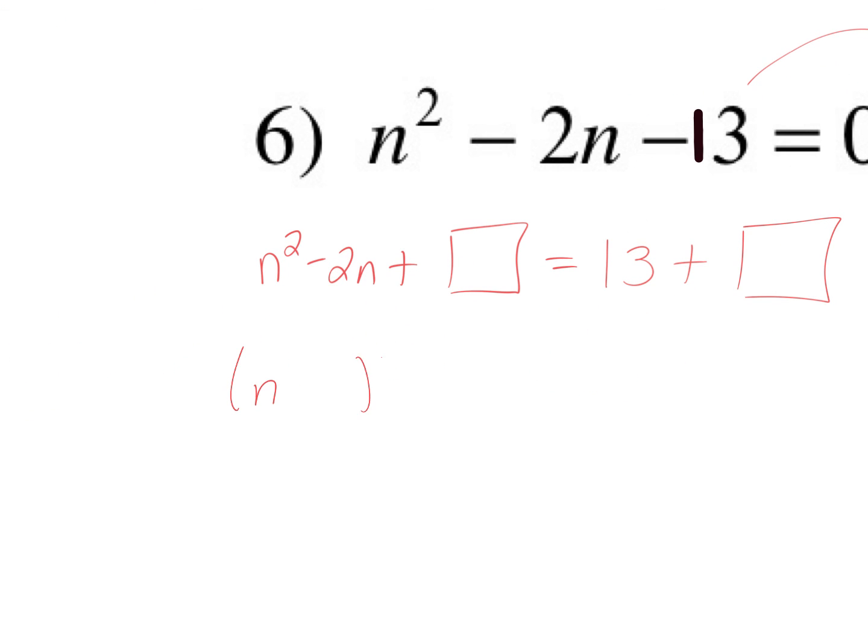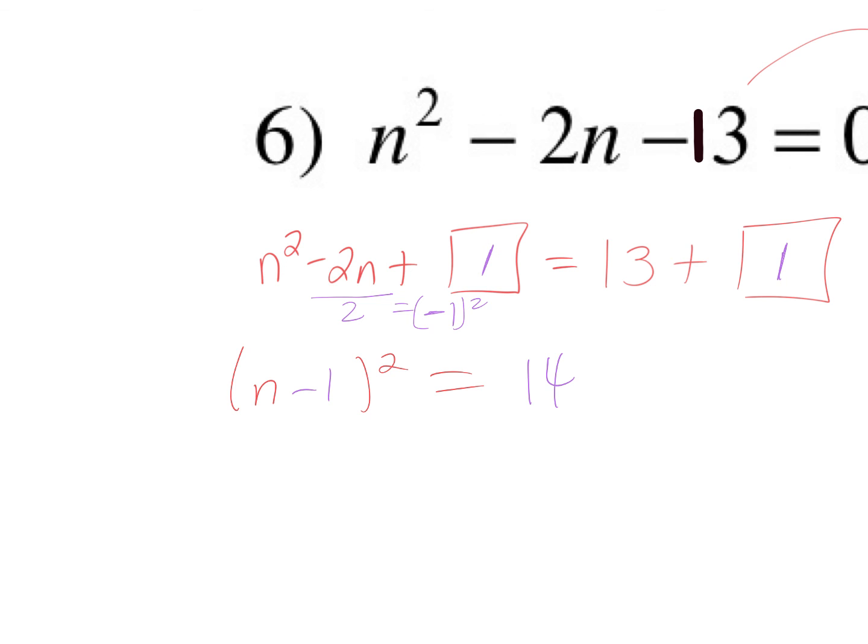So if we get our parentheses set up, I know it's going to have an n in the front, and it's going to be squared. So figure out what goes there. I'm going to take this middle term and divide it by 2. Negative 2 divided by 2 gives me negative 1. So a minus 1 is going to go here. And remember, guys, when you square a negative number, it becomes positive. So I have 1 here and a 1 here. So 13 plus 1 is 14.